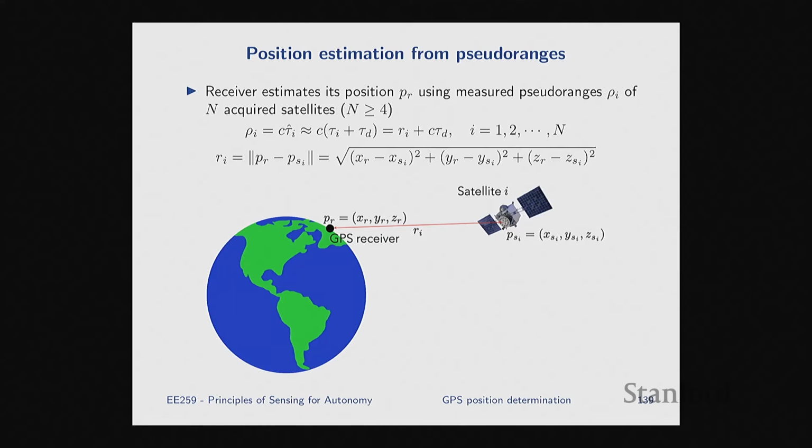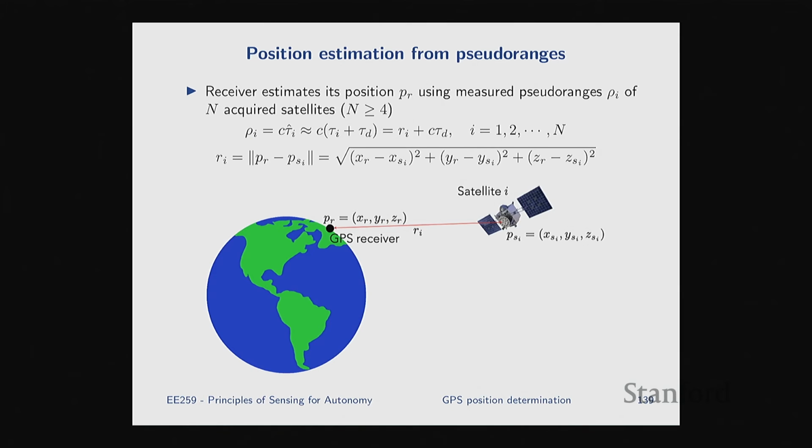And the idea is pretty simple, actually, once you break it down. So the receiver, so far, acquires a bunch of satellites and starts tracking them. And over time, it needs to estimate its own position, PR, using the measured pseudo-ranges to these satellites. And remember that each pseudo-range rho_i is the speed of light times tau hat. So tau hat is that output that you're tracking, which is equal to tau plus your clock delay, which is tau_d.